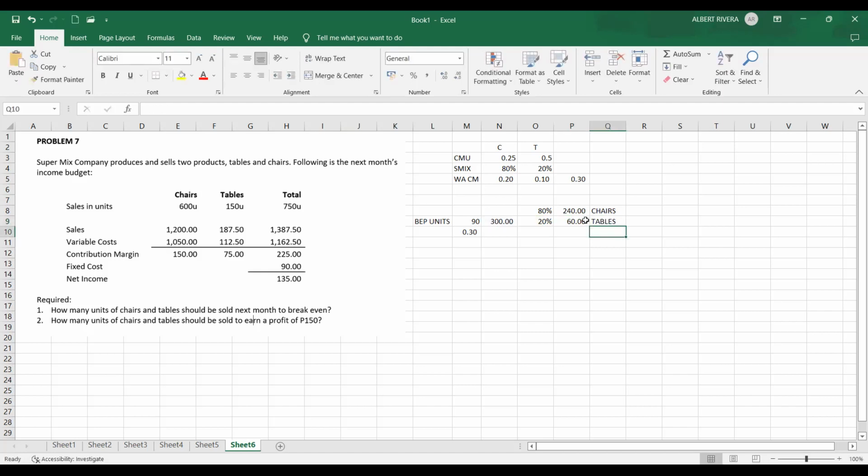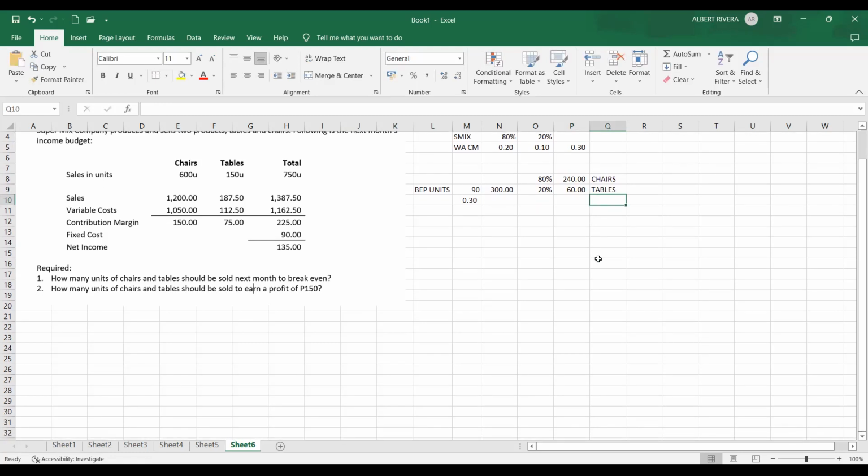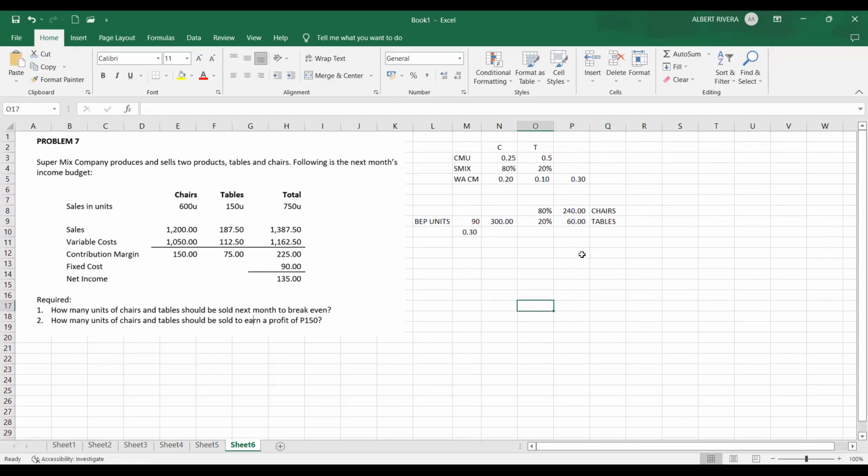Okay, to break even. So, if we want to prove that, this is your sales at 240. The selling price of this is, or let's advance to CM, no? CM minus the fixed cost to get a profit, and that profit should be zero when we use 300 units, and out of that 300, 240 for chairs and 60 for tables.